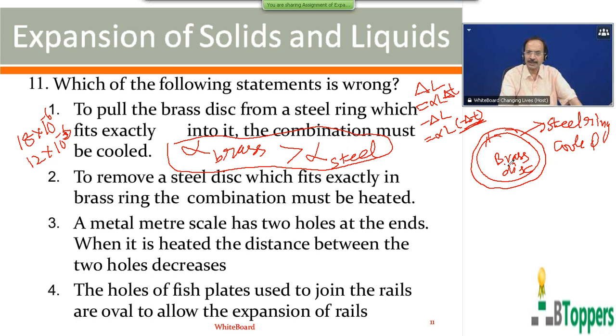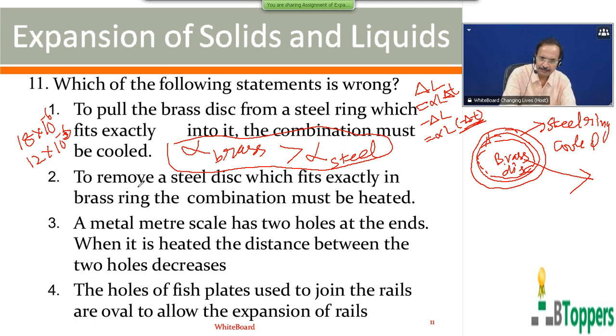So when the brass disc contracts more than the steel ring, the disc becomes loose inside the ring. Then it will be easier to pull the disc out of the ring when the disc contracts more compared to the ring. That happens when the combination is cooled. So statement 1 is correct. To pull the brass disc from a steel ring which fits exactly, the combination must be cooled.